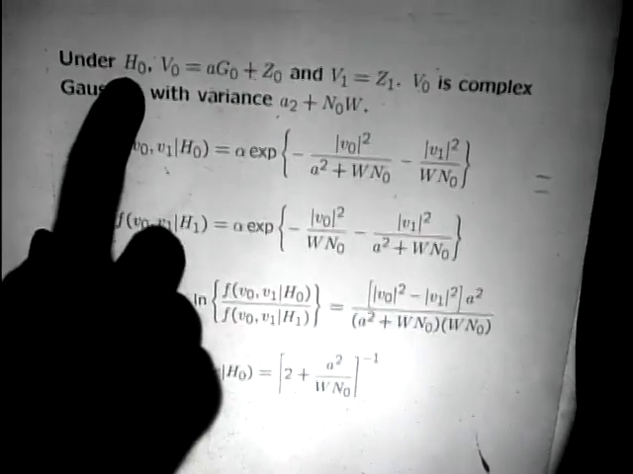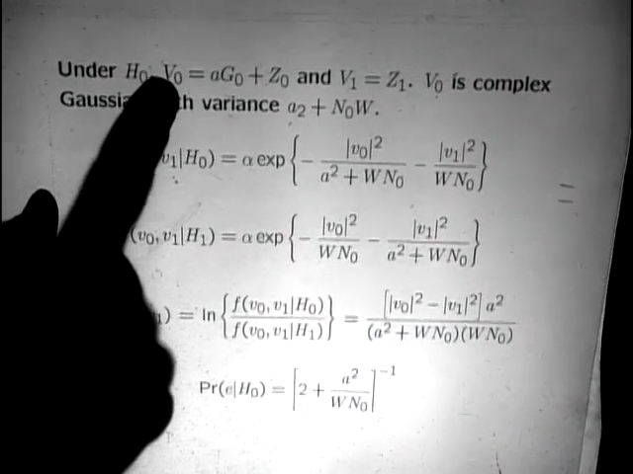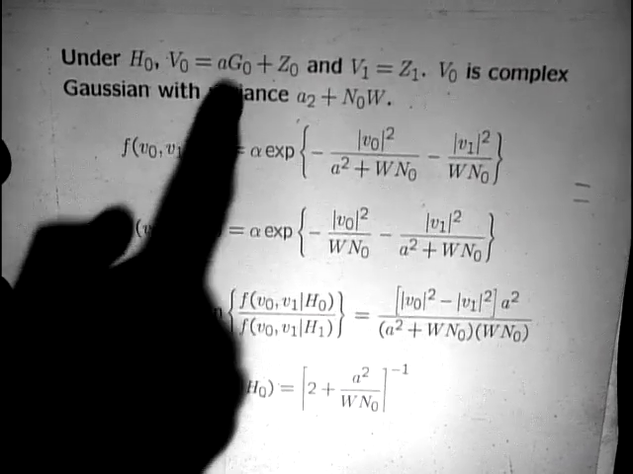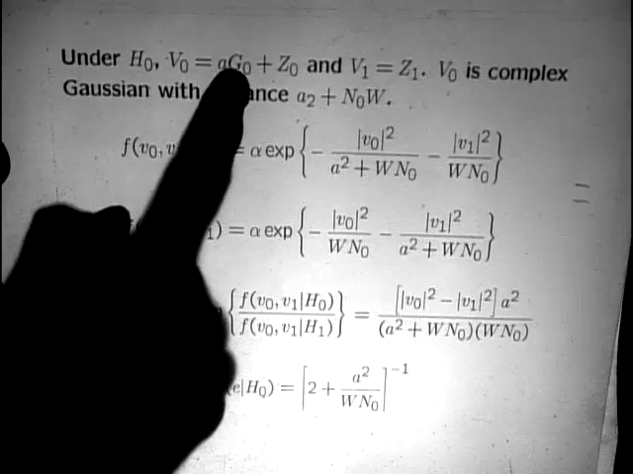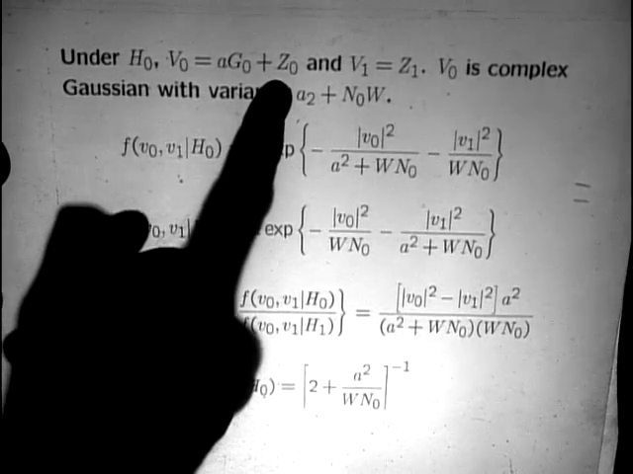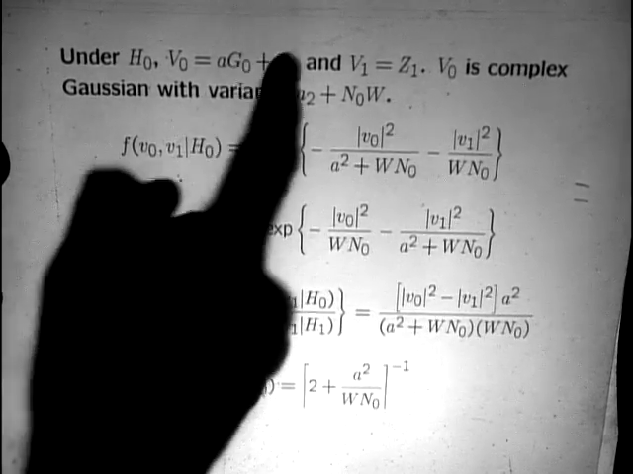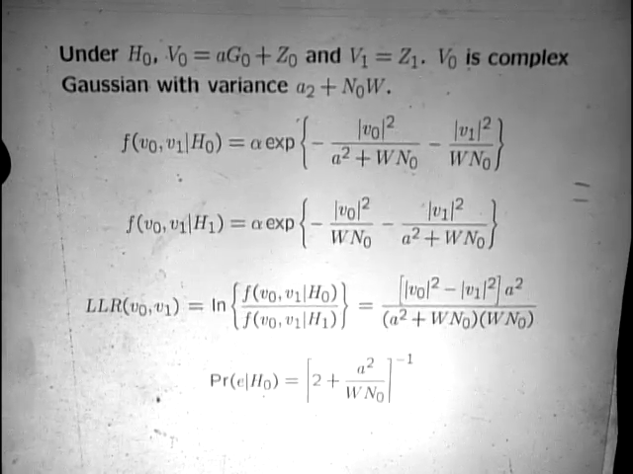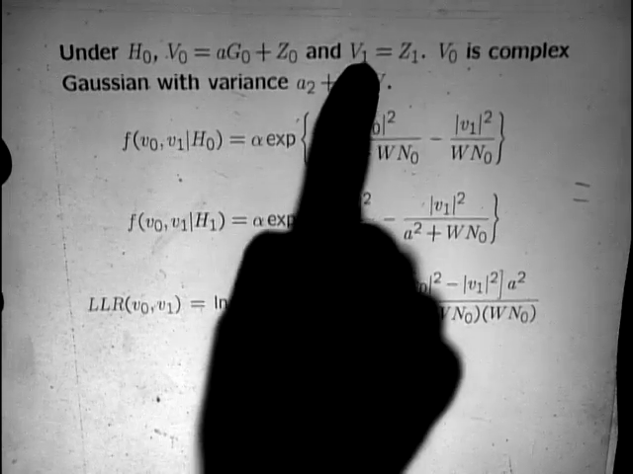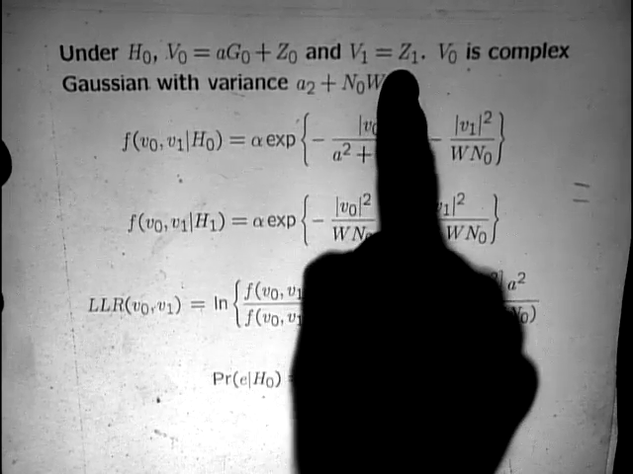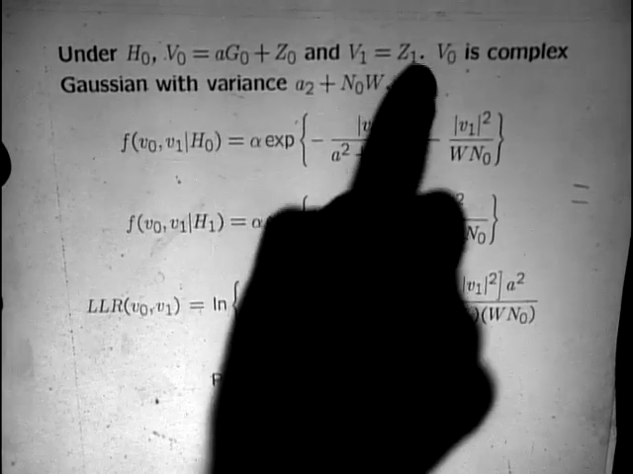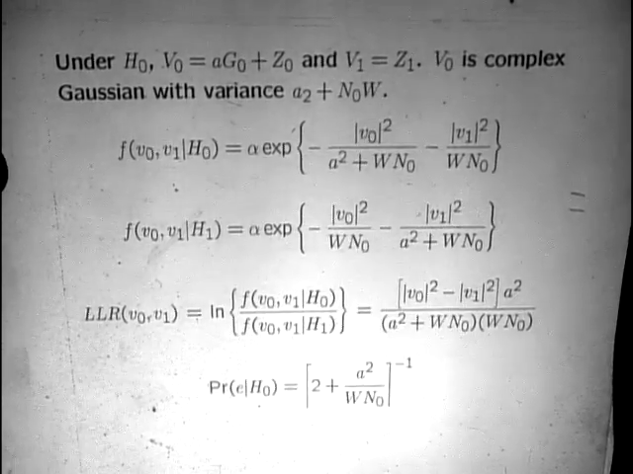Because look, under the hypothesis H0, what you're going to receive, and these are A times a complex variable G0 plus Z0. Both of these are Gaussian random variables, both zero mean, both circularly symmetric. And V1 is going to be just Z1. So here I have a sum of two Gaussian random variables. Here I have one Gaussian random variable.